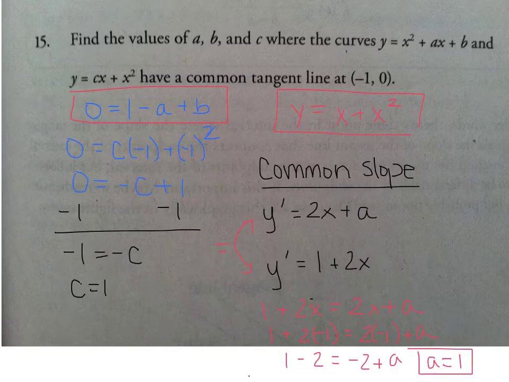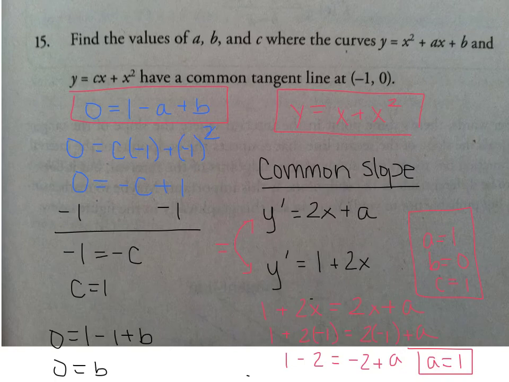And now we're going to plug a back into our function to figure out what b is. So we have 0 equals 1 minus 1 plus b, and we end up with 0 equals b. So our values of a, b, and c are going to be a equals 1, b equals 0, and c equals 1. And that's basically it for this problem.